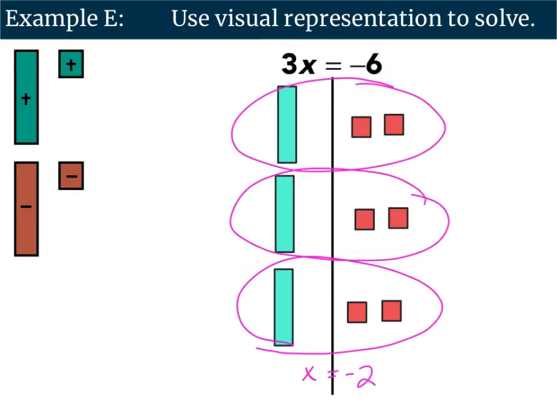And I could check that to see that that's right. 3 times negative 2 is negative 6, so I know I've done it correctly. So when I'm using visual representation to solve multiplication, I just need to divide and break out my x's into the different groups. Now let's try solving it without a visual representation.